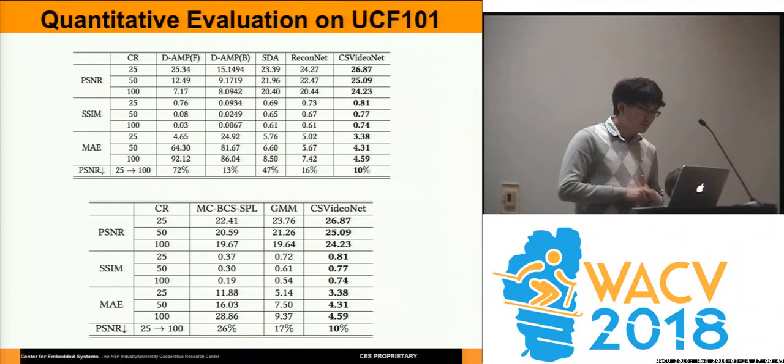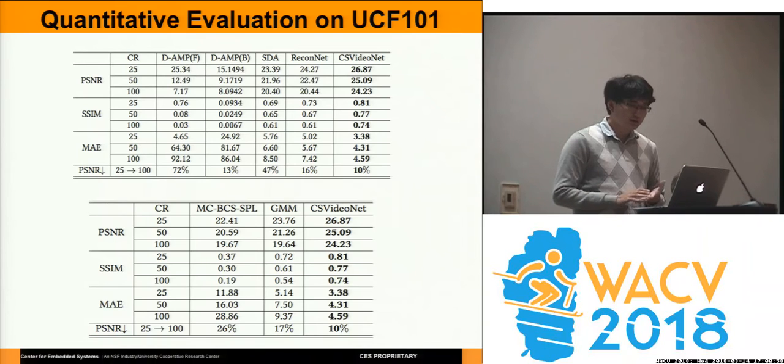This is a quantitative evaluation result on the UCF101 dataset. The first table is a comparison with the conventional image compressive sensing reconstruction method, and the second is compared with the video reconstruction method. We can see the advantage of our method becomes more obvious when we increase the compression ratio, and our method suffers the least performance degradation compared to other methods.